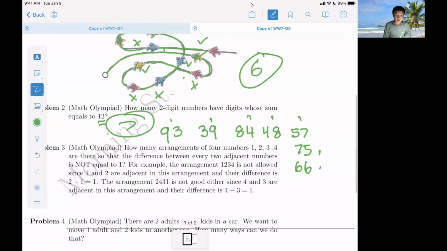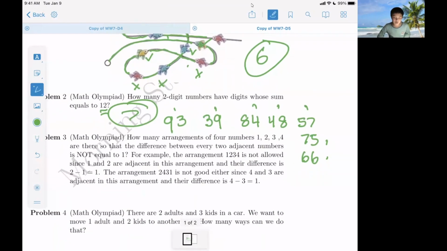How many arrangements of 4 numbers 1, 2, 3, 4 are there so that the difference between every 2 adjacent numbers is not equal to 1? For example, the arrangement 1, 2, 3, 4 is not allowed since 1 and 2 are adjacent in this arrangement, and their difference is 2 minus 1 equals 1. The arrangement 2, 4, 3, 1 is not good either, since 4 and 3 are adjacent in this arrangement, and their difference is 1.